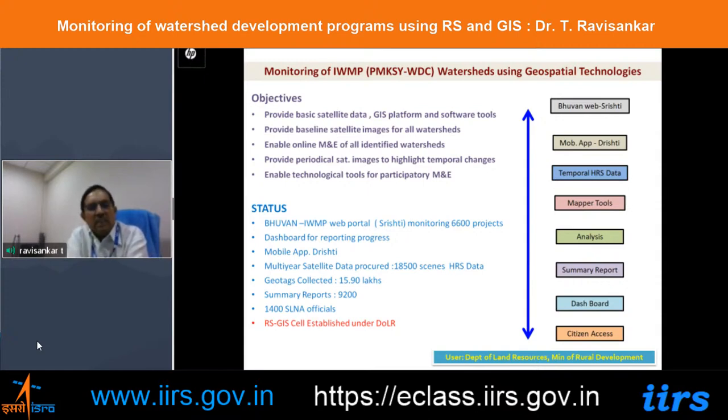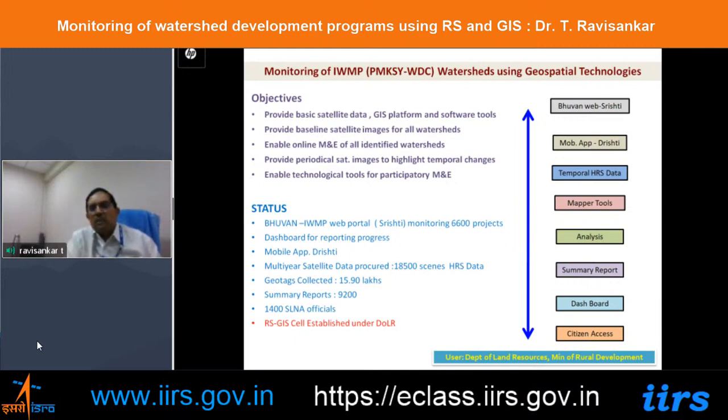of training programs. And recently, we have also enabled the Department of Land Resources to establish a GIS cell so that there will be continuity in the ministries. Otherwise, what happens is in the ministry, normally the secretaries, joint secretaries, and commissioners change in 2 to 3 years' time. But we advocated that establishing a cell would ensure continuity.